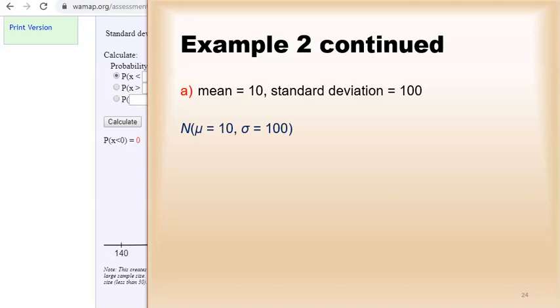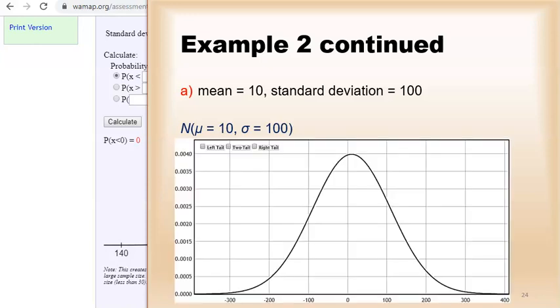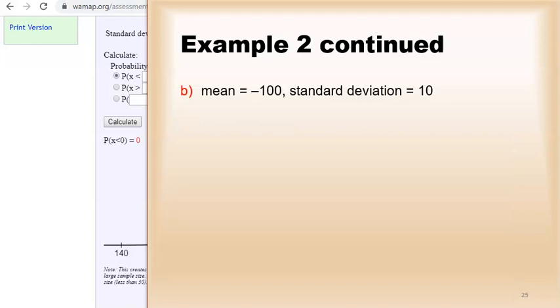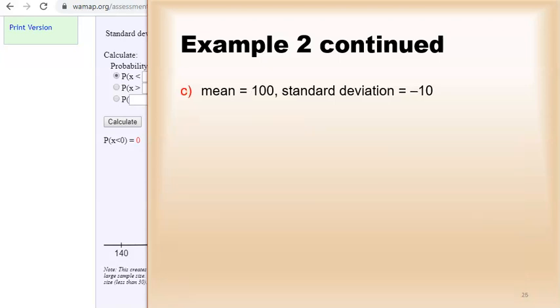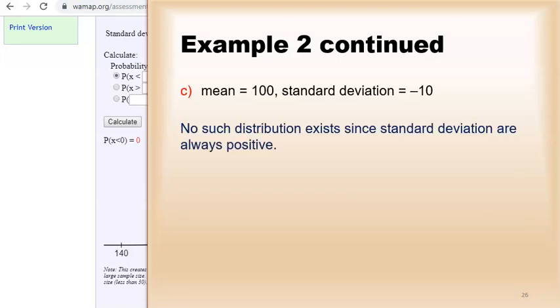So for mean of 10, standard deviation of 100, that's N, mu equals 10, standard deviation 100. And there's one graph of that. For a mean of negative 100, standard deviation 10, it's N, mu equals negative 100, sigma equals 10. And there's the graph. You can see the peak at negative 100. For this third one, it doesn't actually exist, despite my calculator and WAMAP. So standard deviation has to be positive.